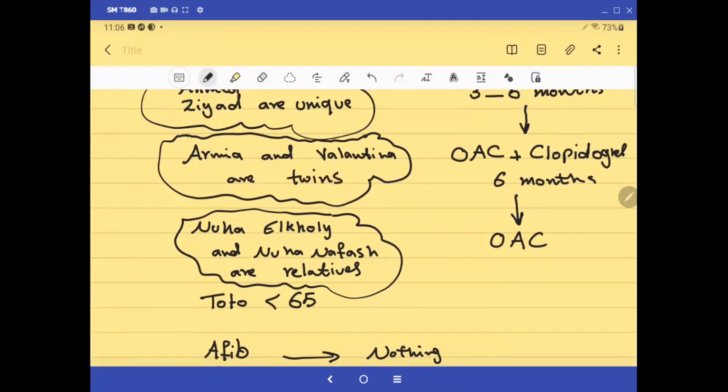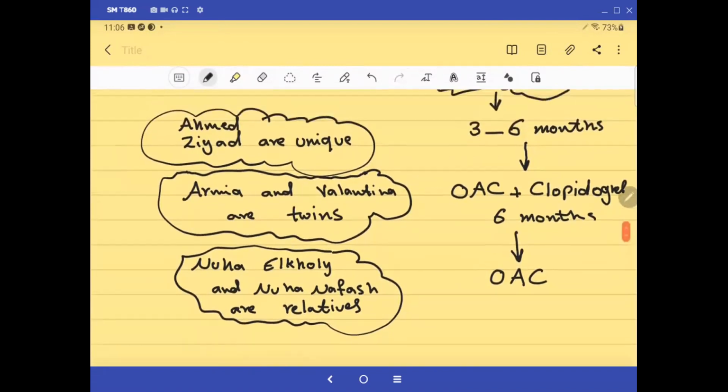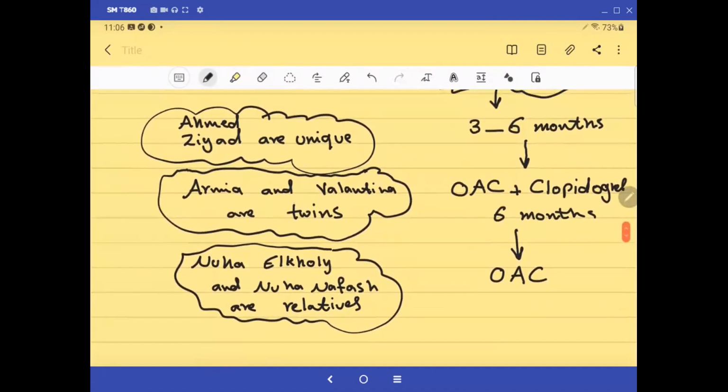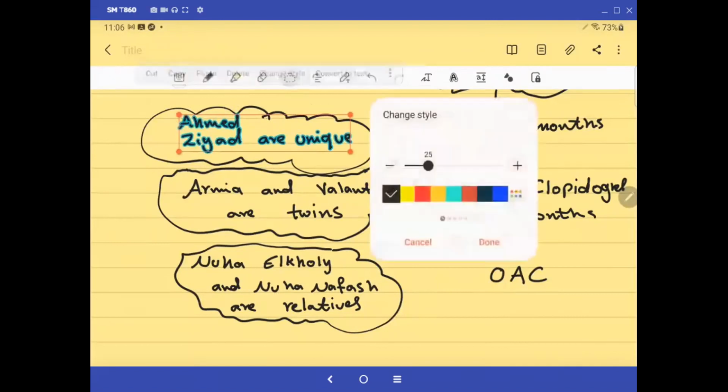Okay, so 1, 2, 3, 4, 5, 6. Okay, so these are the 6 cases. So Ziad, you know why you are unique, correct? Yes, doctor. Because of triple therapy and PCI, and we have ACS, PCI, and Afib. Yeah, okay.